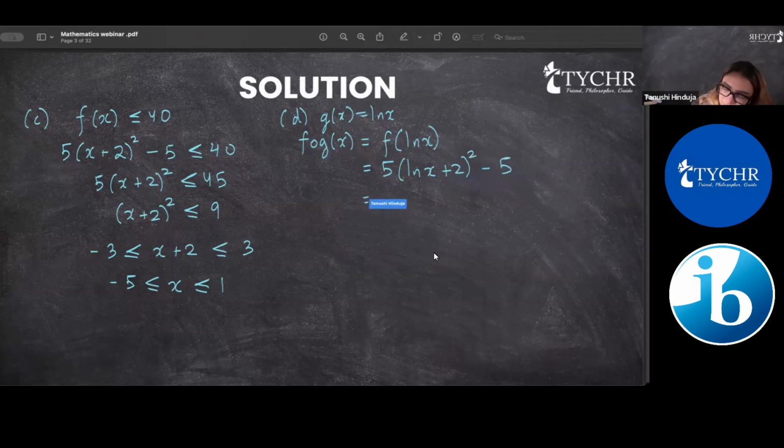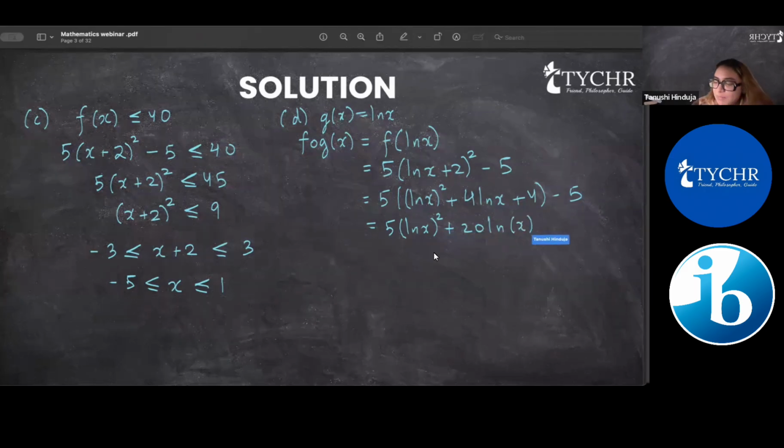So that's 5 times, I'll open the square bracket, (ln x) squared plus 4 ln x plus 4, minus 5. That is 5 times (ln x) squared plus 20 times ln x, then plus 20 minus 5, which becomes 15. So that's our expression for the composite function.